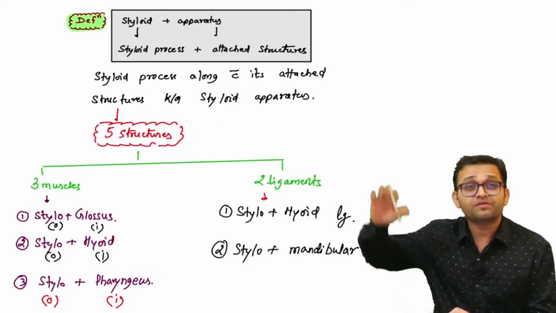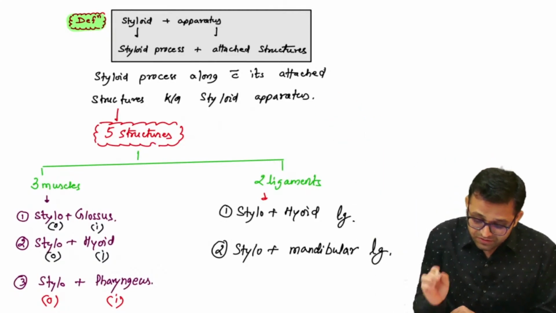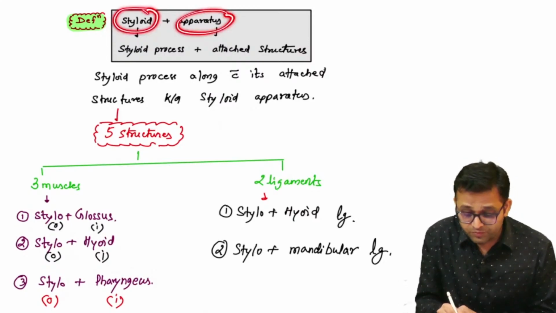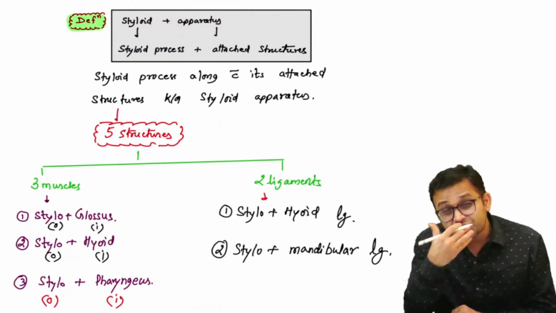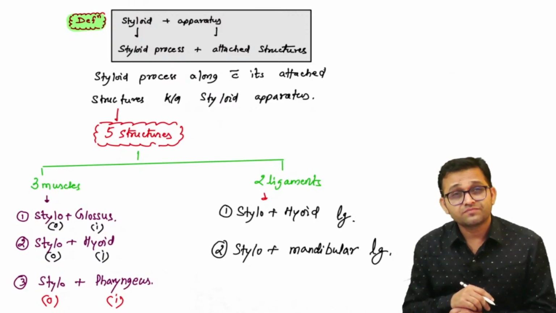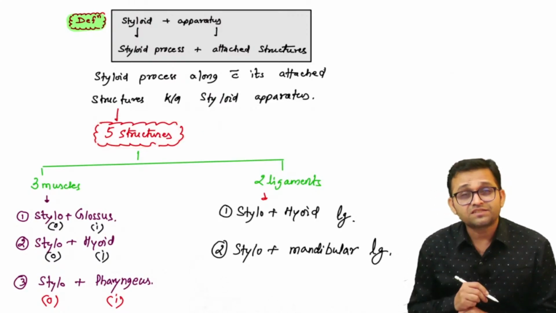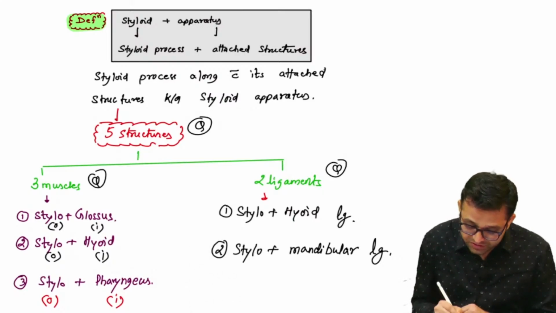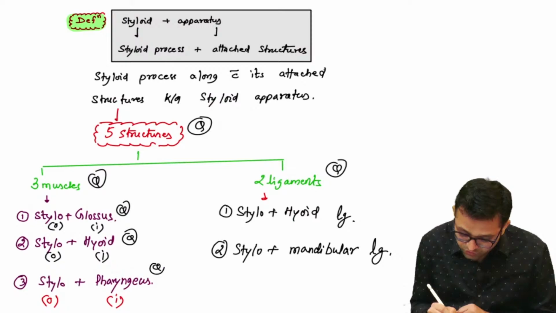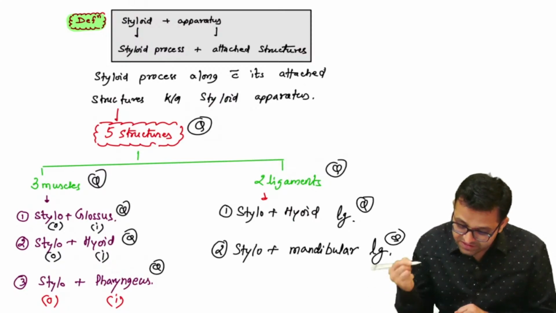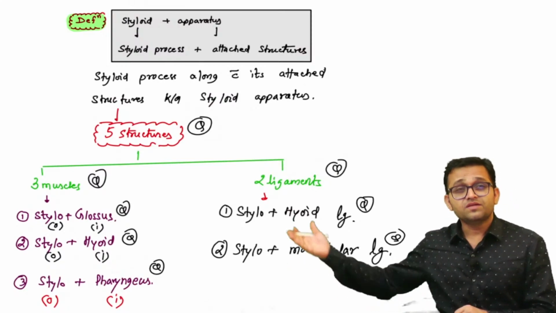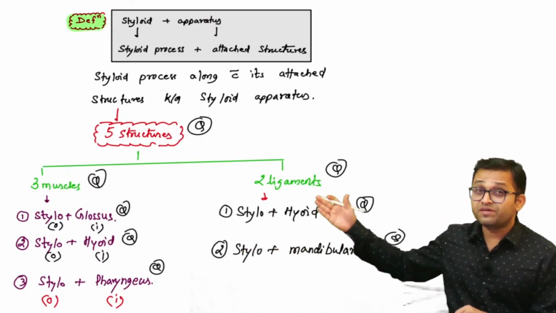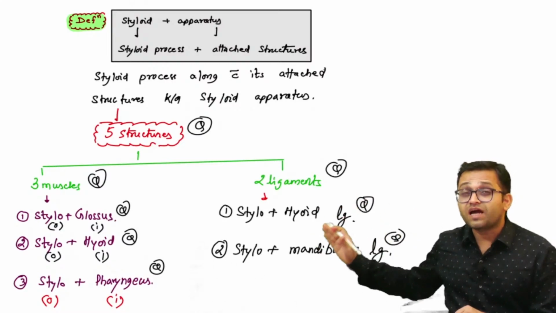First we talked about the definition. In simple words, styloid process plus apparatus: the styloid process along with its attached structures is known as the styloid apparatus. Five structures are attached. These are your MCQs: what are the 3 muscles, what are the 2 ligaments. We are covering the NEET PG and INICET questions also. So 3 muscles: styloglossus, stylohyoid, stylopharyngeus; 2 ligaments: stylohyoid ligament and stylomandibular ligament.